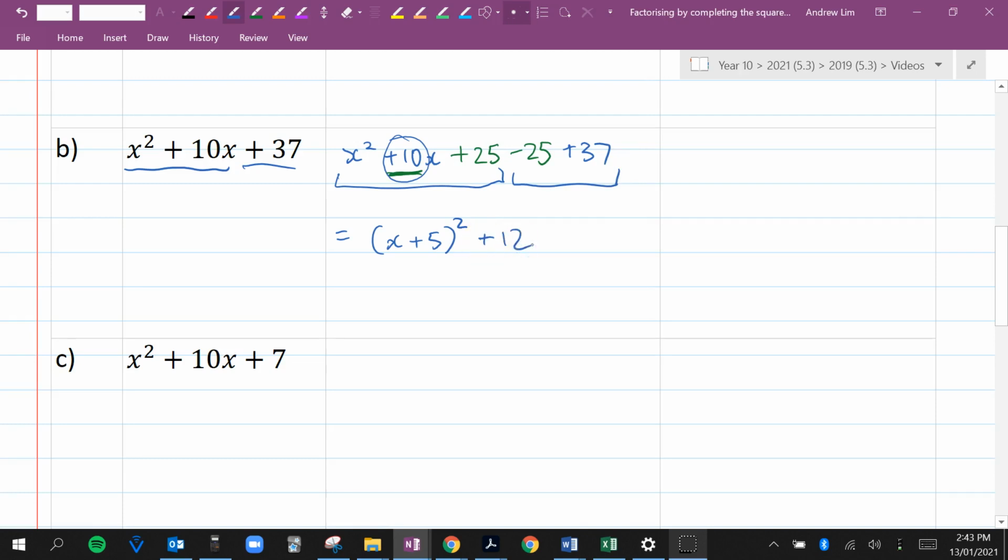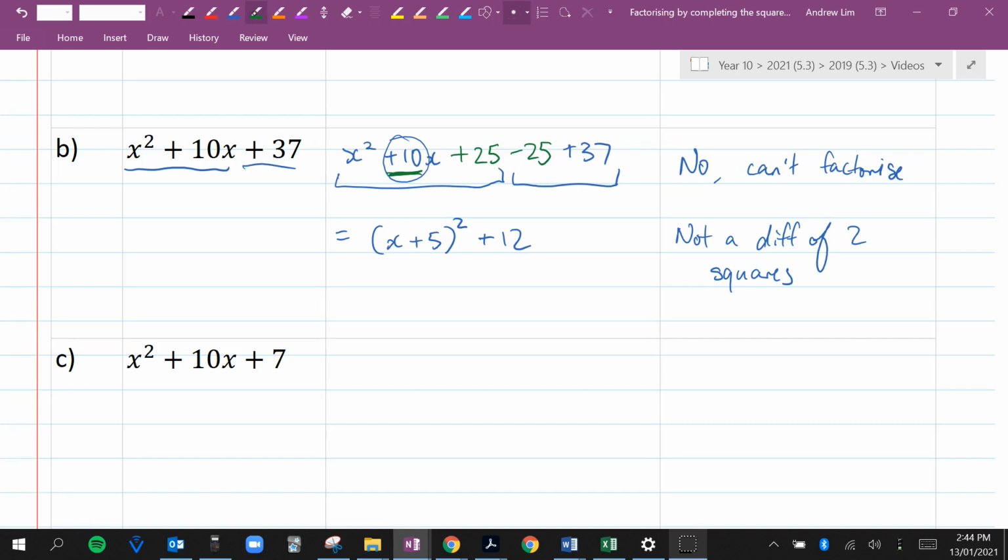Can we factorize this? No, we can't, because it's not a difference of two squares. That is not a minus sign. So we can't factorize that one.